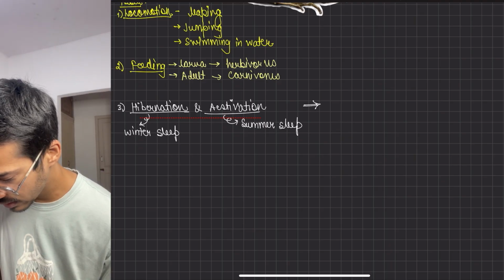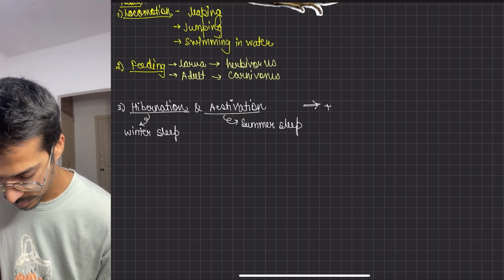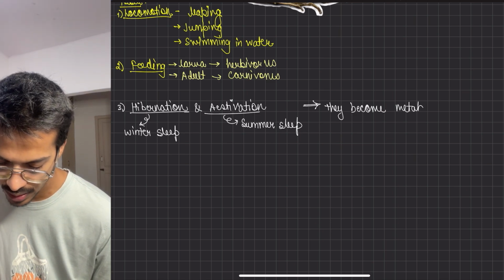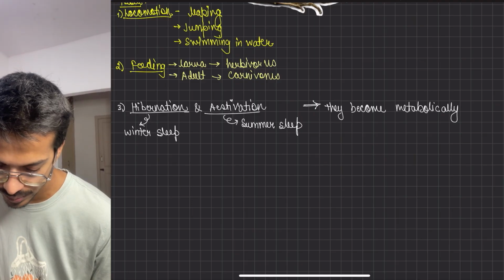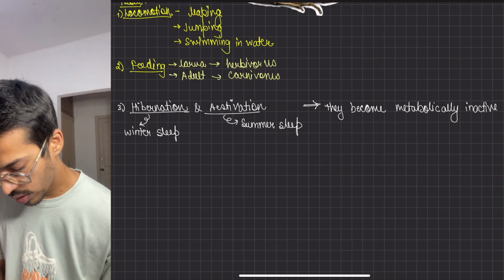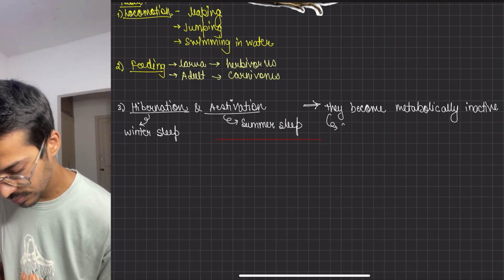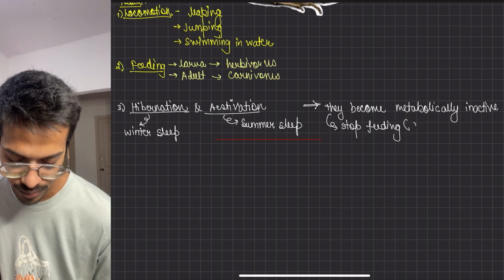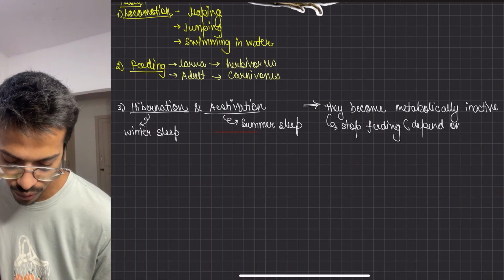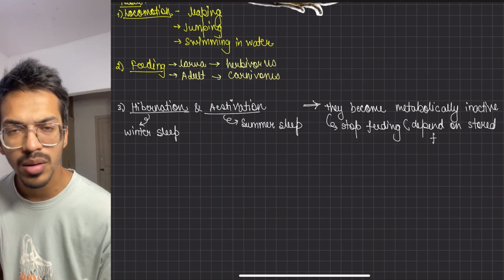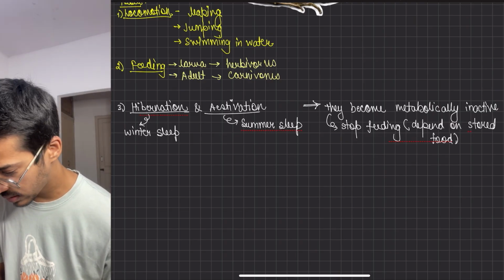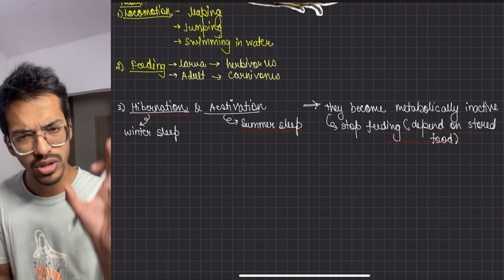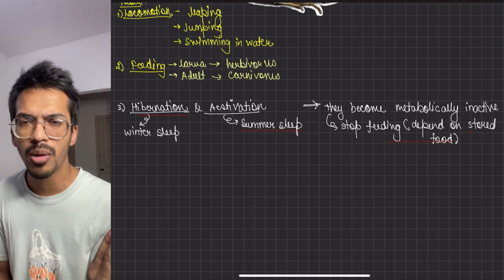Okay, so what is that? They become metabolically inactive. So what do they do? Stop feeding, depend on stored food inside the body in the form of fat. Okay, and the only mode of getting food energy is respiration, which is also required a little bit because metabolically they have stopped working other things.